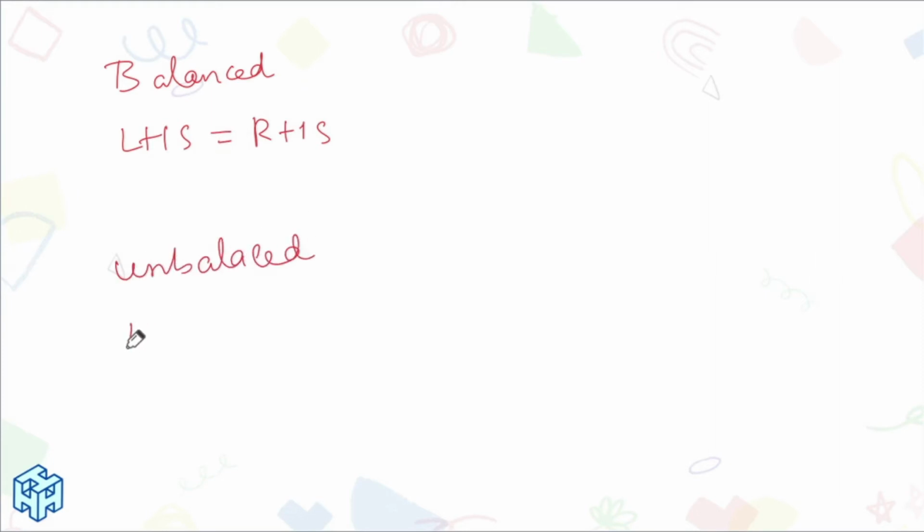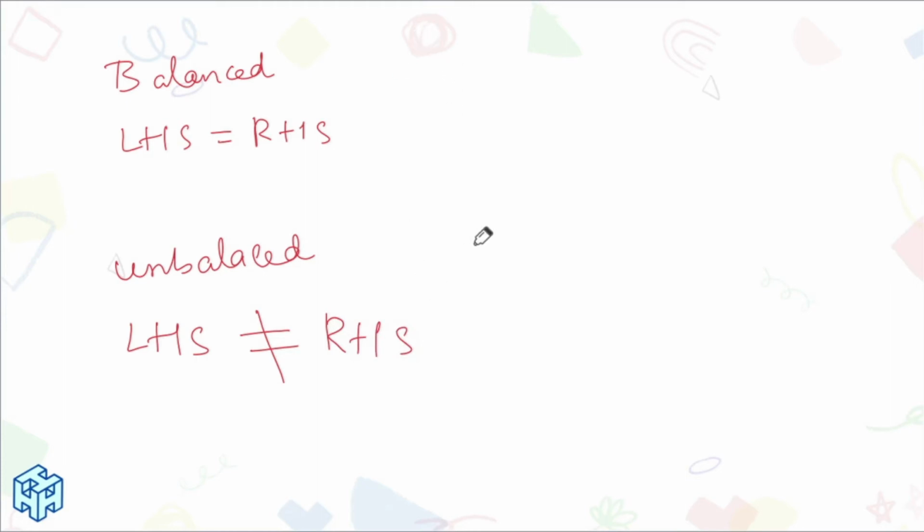But since we have both types of equations, one is balanced, where LHS is equal to RHS. One is unbalanced, he is a bad guy, where LHS is not equal to RHS.